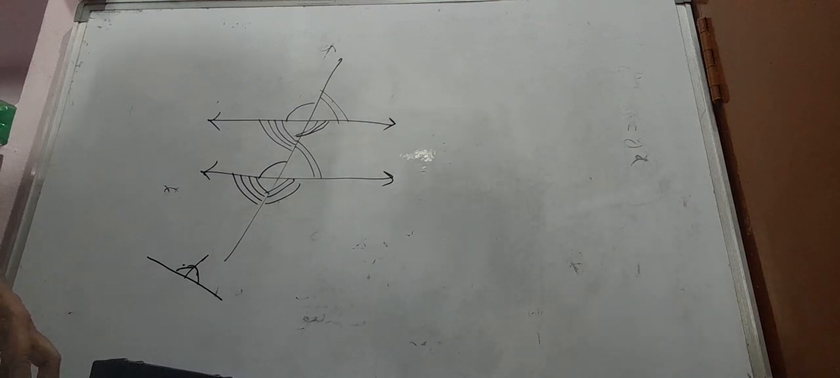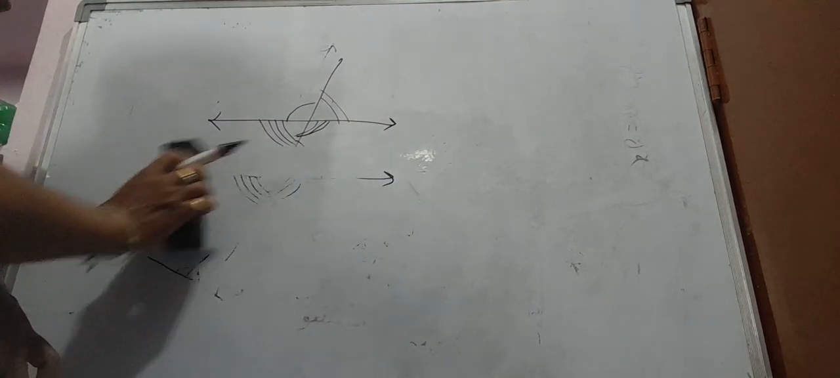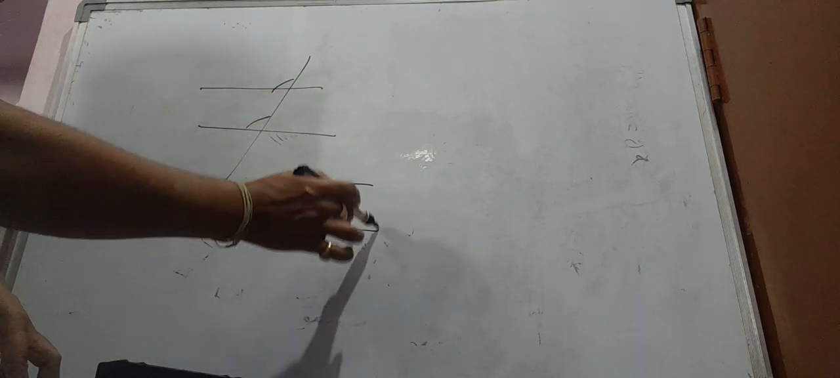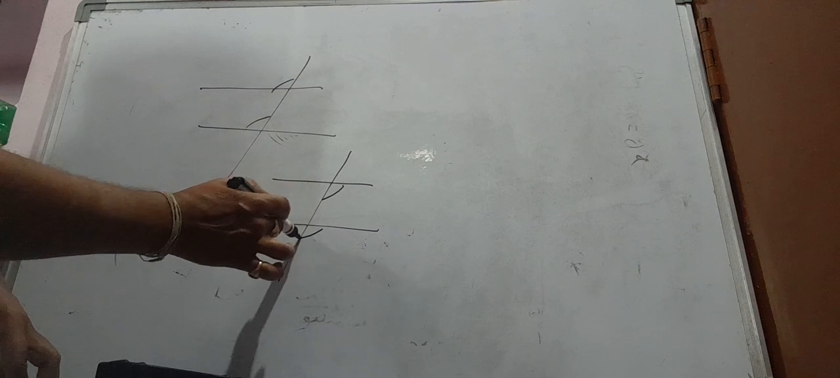Okay children, now I will show you different figures of corresponding angles. Here these two are corresponding angles. Again I will draw. These two are corresponding angles. Again I will draw like this, and these two are also corresponding angles. So you observe the corresponding angles: angles on the same side of the transversal but not adjacent.